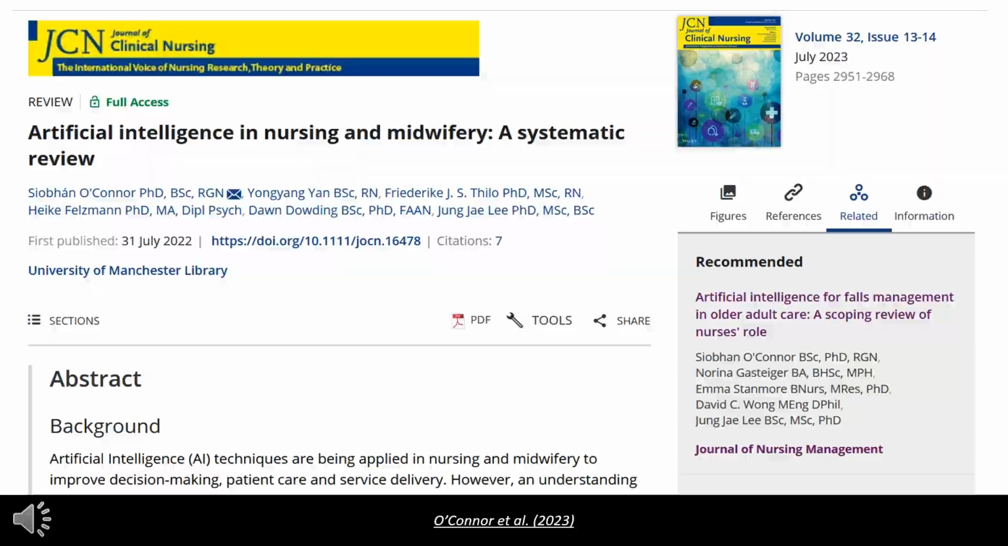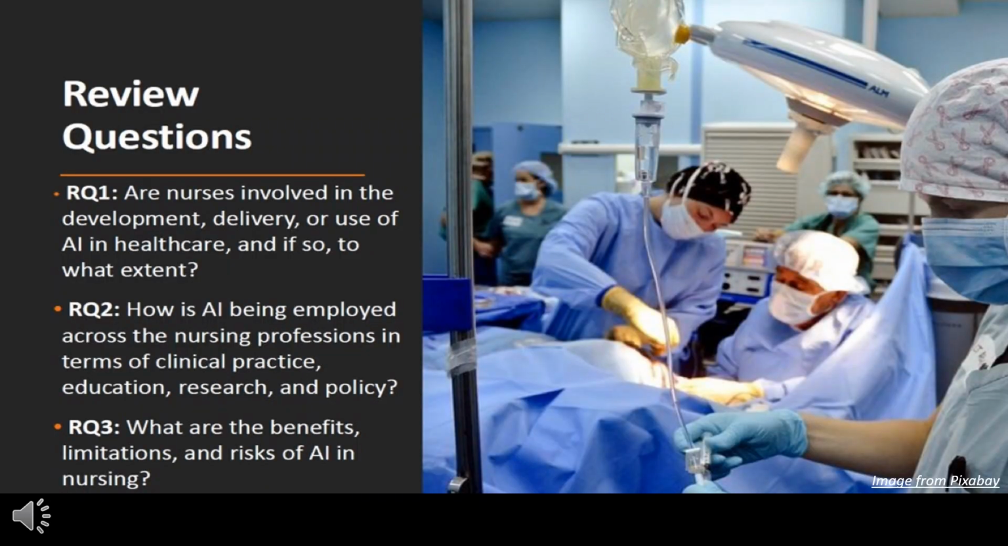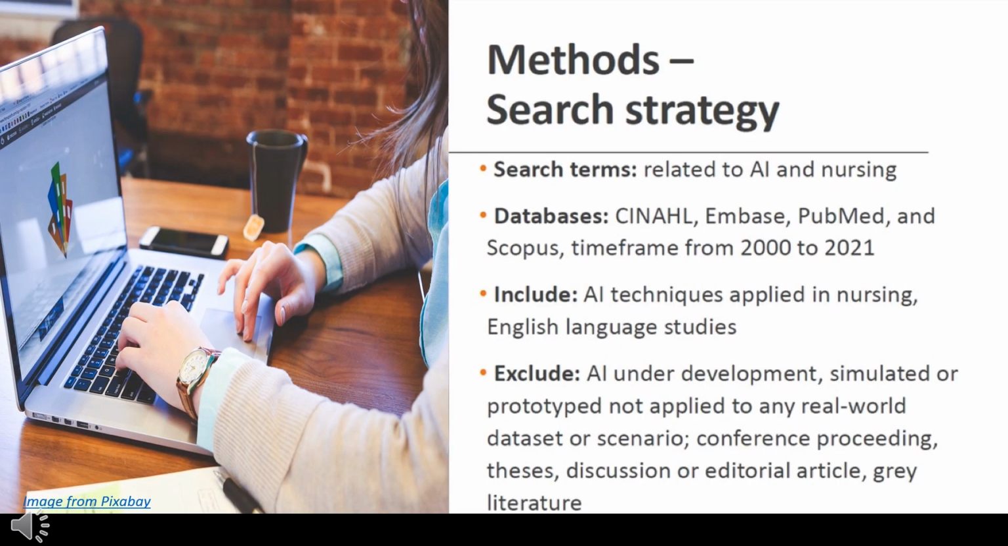We had 3 research questions underpinning the review, which were how involved nurses were in AI research, what areas of nursing artificial intelligence was being employed in, covering clinical practice, education, research and policy, and then what were the benefits, limitations and risks of AI. We used a standard approach and developed a search strategy covering the key terms and ran those on a number of databases using a 20-year timeframe.